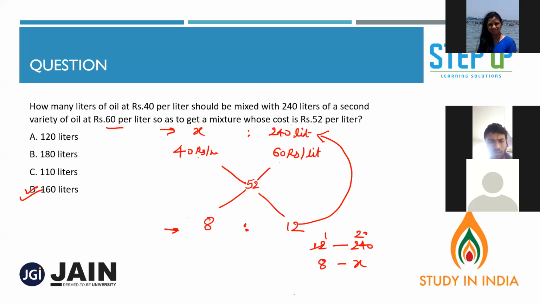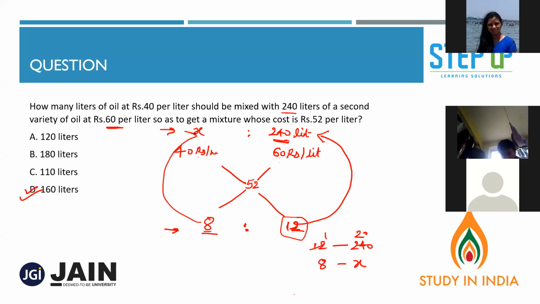What we are doing, see, think about it. 60 minus 52 is giving you 8. 52 minus 40 is giving you 12. So this 12 part is nothing but 240 liters, because you know that you have mixed 240 liters of the second variety. And here you are getting it as 12 part. So this 12 part is equal to 240 liters. So 8 part is equal to what? I did not subtract, I cancelled, I divided. 12 ones are 12, 12 twenties are 240, 8 twenties are 160. Is that clear now, Lisa?